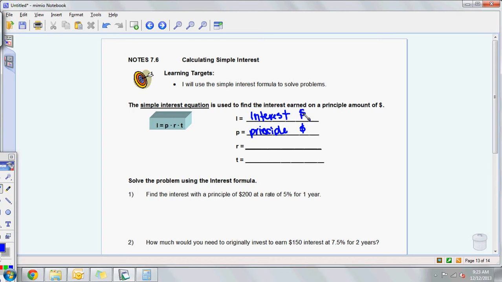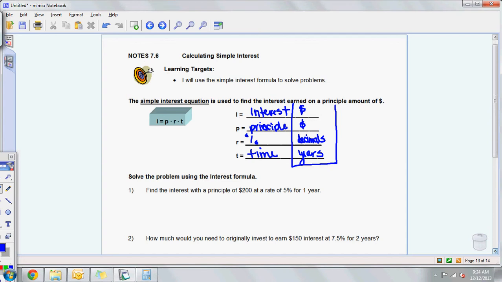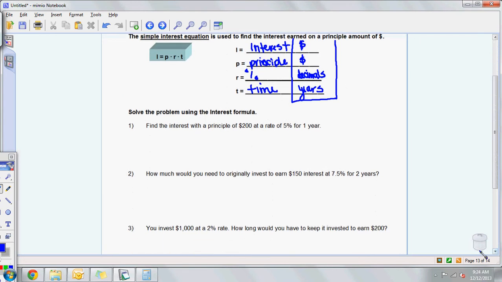Interest is usually going to be money as well. Rate is going to be the percentage rate that you're going to have to pay. And remember that percent is always written as a decimal when we're putting it in equations like this. And then T is going to stand for time. And time is always going to be in years. So these are some little hints that will help you figure out what is what in your problems. Okay, so let's just practice some problems and then we're going to do a little activity with interest after this.